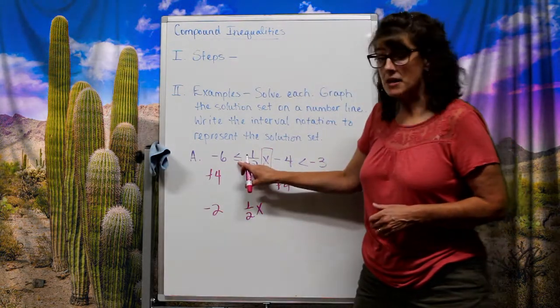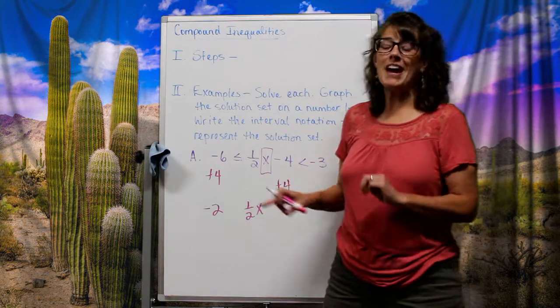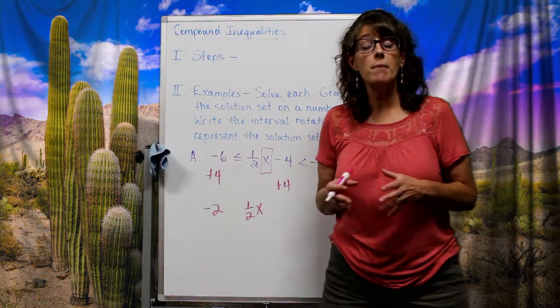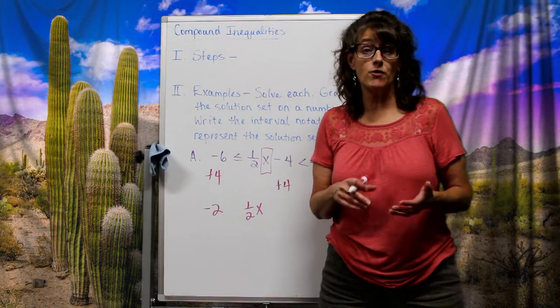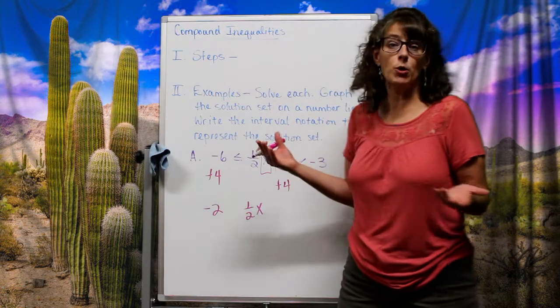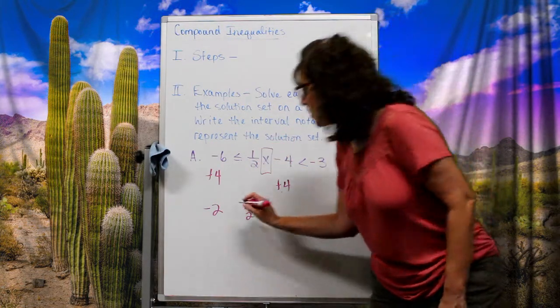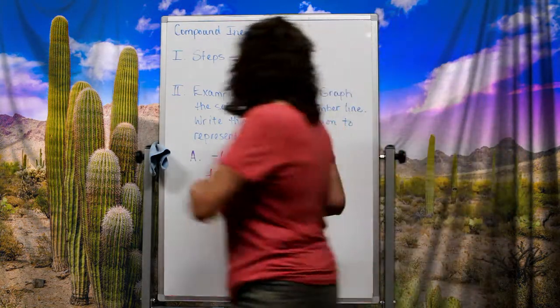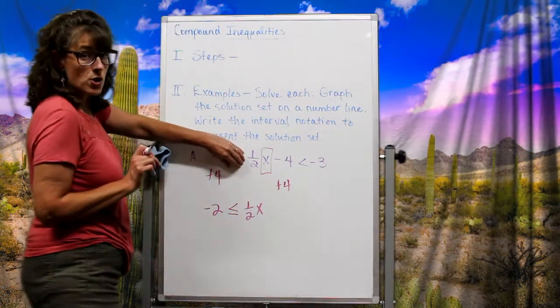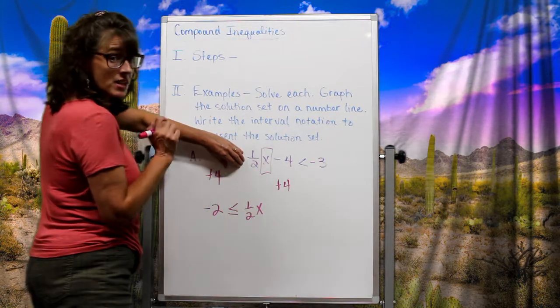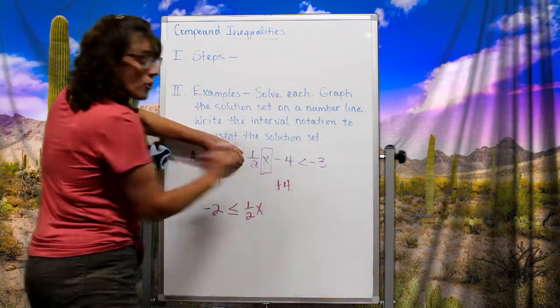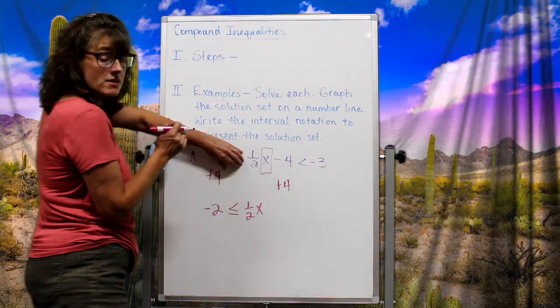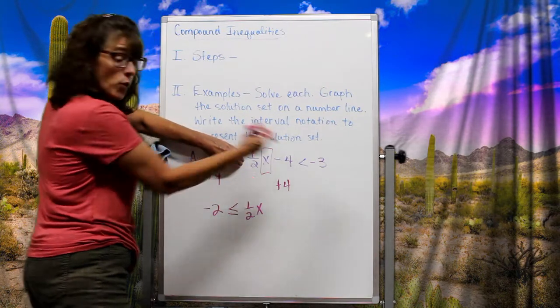Now, do I flip that symbol? No, because remember, the only time that you flip that symbol is when you multiply or divide by a negative number. I didn't even multiply or divide, I only added. So I'm not going to flip this symbol. Now, here's the catch. What if this is all that you saw? Once again, I want to get that x by itself, but if this is all that was there, what would you do to get that x by itself? Well, you would add 4 to both sides.